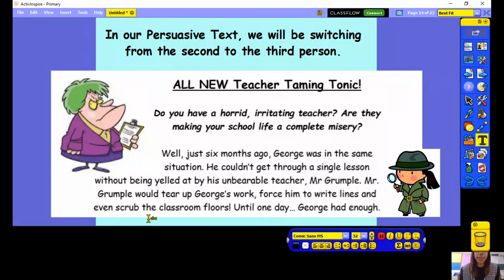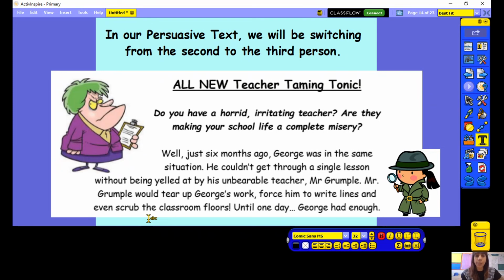Okay, left it on a bit of a cliffhanger there. So that was an example in real time of how we can shift the perspective from first to second, but obviously in ours we are going to be looking at second to third. So here I have got our model text, and we are going to be switching from the second to the third person. So we are going to be talking directly to our reader, and then we're going to switch it by talking about somebody else.